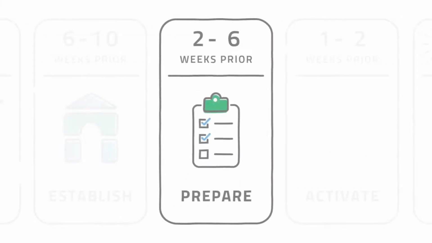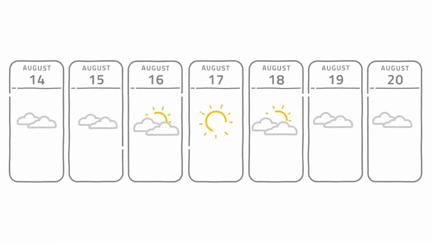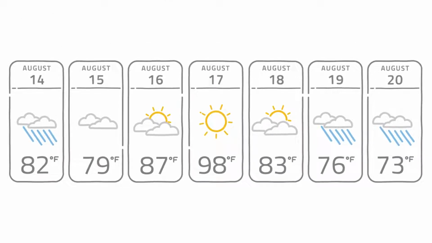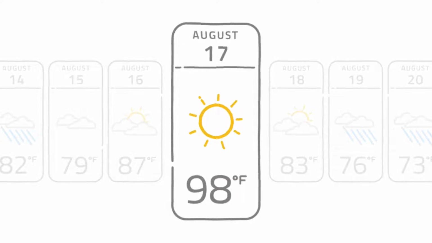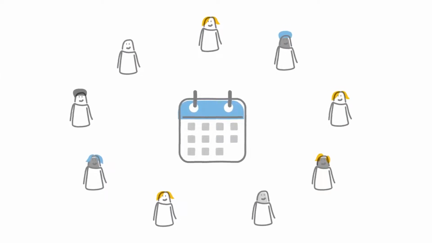1 to 2 weeks before your target campaign date, you will begin the Activate phase. In this phase, you will solidify your campaign date, notify volunteers, and finalize logistics for campaign day. Take a look at your local weather forecast to see if the day you picked is indeed expected to be cloud-free and within roughly the top 10% of your area's temperature range. If these conditions do not hold for your target date, identify a new date. Confirm availability with volunteers for this date and organize backup plans and dates as needed.